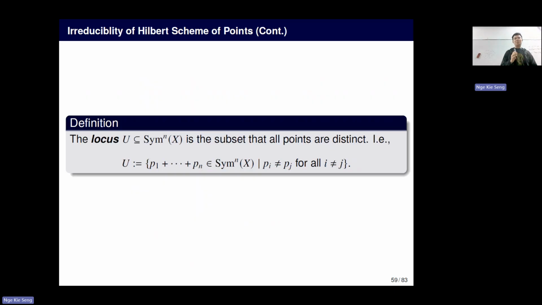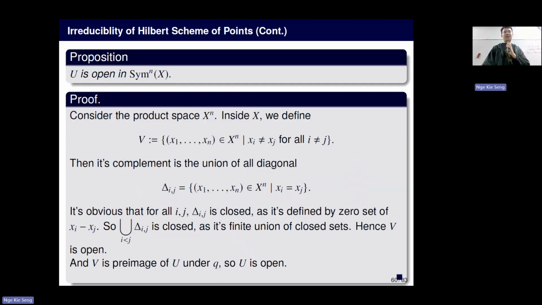And we define the locus U in Sym^n X as the subset where all points are distinct. That means it's P1 plus ... plus Pn such that Pi not equal to Pj for all i not equal to j. And we claim that U is open in Sym^n X.